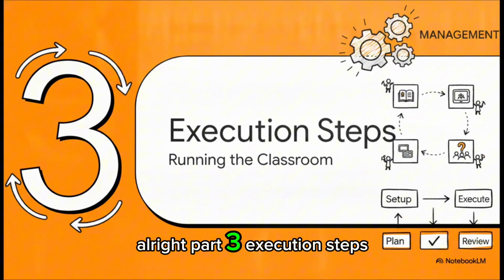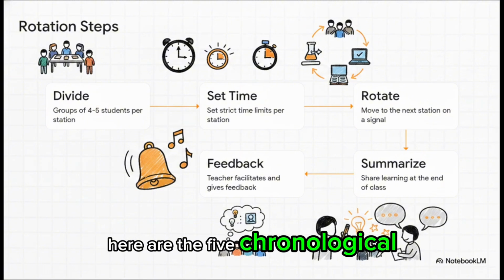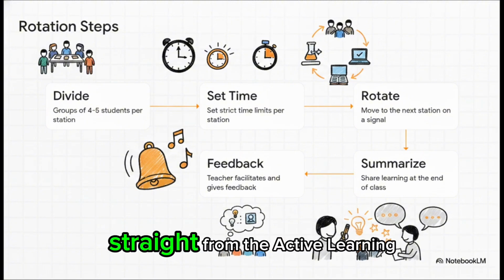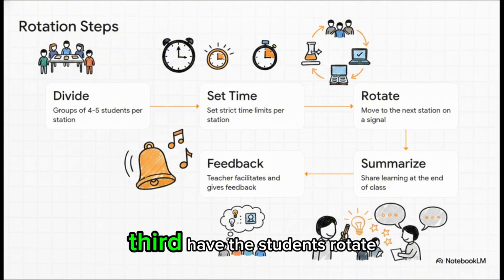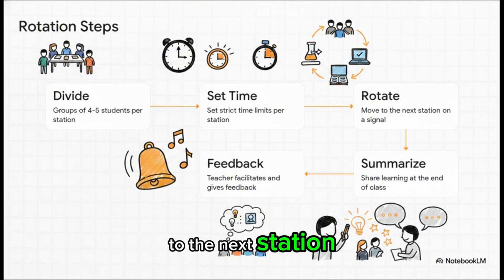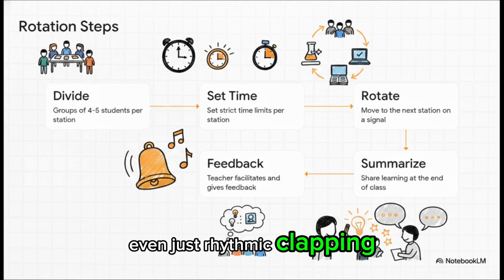All right, Part 3, execution steps, running the classroom. Here are the 5 chronological execution steps straight from the Active Learning Guide. First up, you'll divide your class into groups of 4 to 5 students per station. Second, you have to set a strict time limit for each station. Third, have the students rotate to the next station on a really clear signal. Now, this signal could be a bell, a musical alarm, or honestly, even just rhythmic clapping.